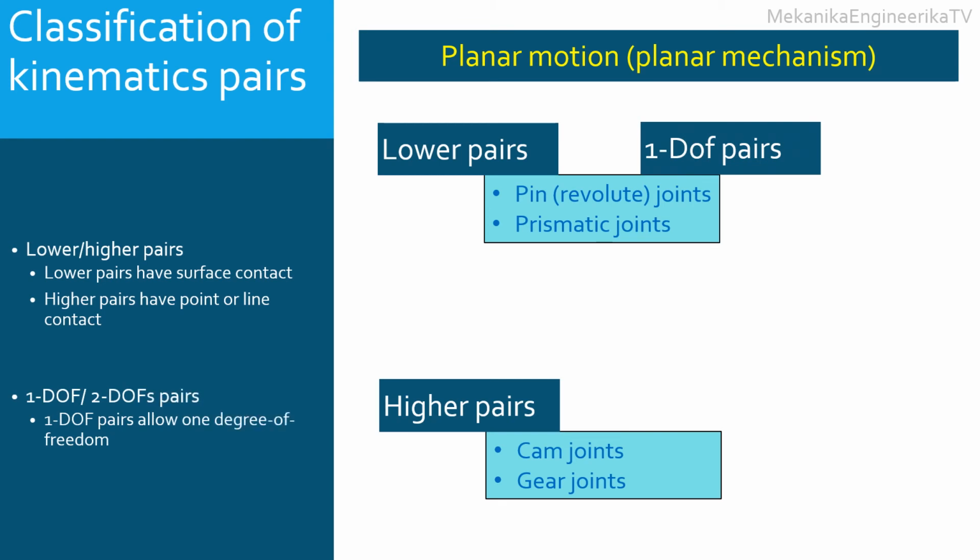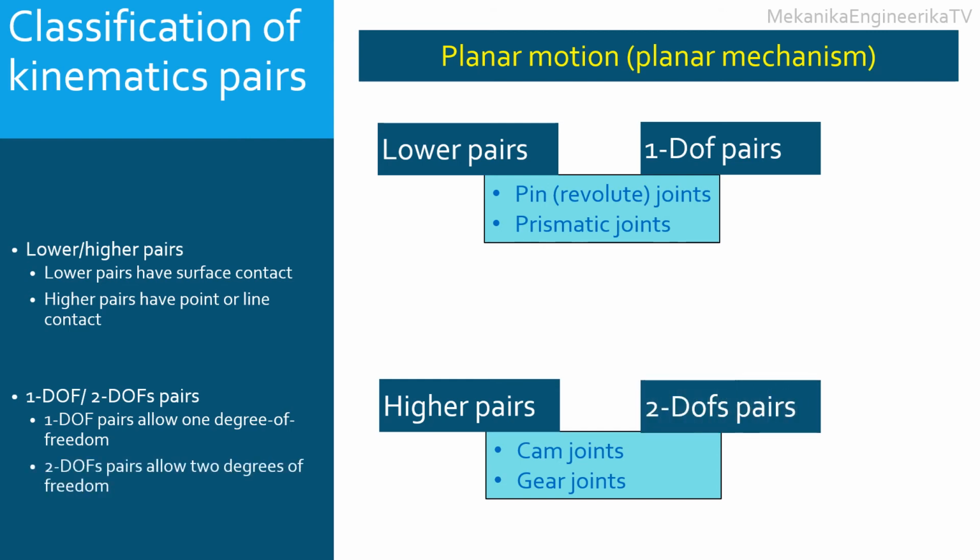Kinematic pairs can also be classified depending on the number of degrees of freedom they allow. 1 degree of freedom pairs allow only 1 degree of freedom. Pin joints allow 1 rotation, and prismatic joints allow 1 translation. Both are then 1 degree of freedom pairs. In planar motion, two-dimensional motion, all lower pairs are 1 degree of freedom pairs. This is only true in planar motion. It's not true in space motion or three-dimensional kinematics.